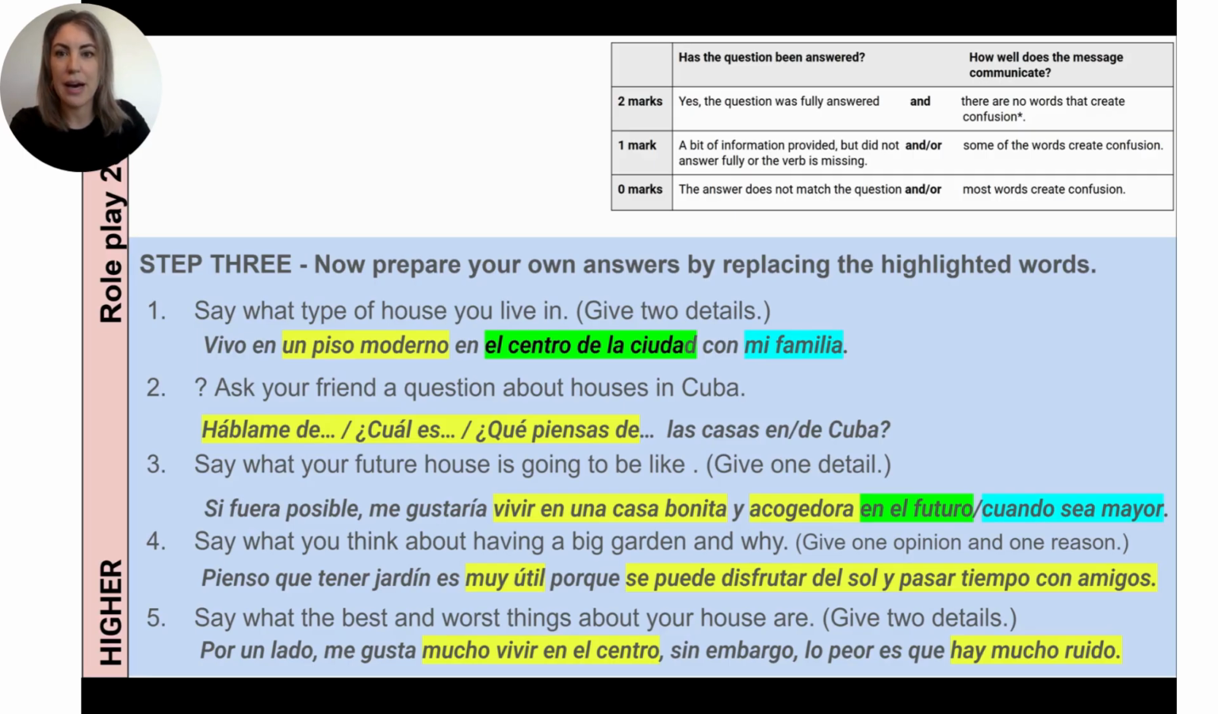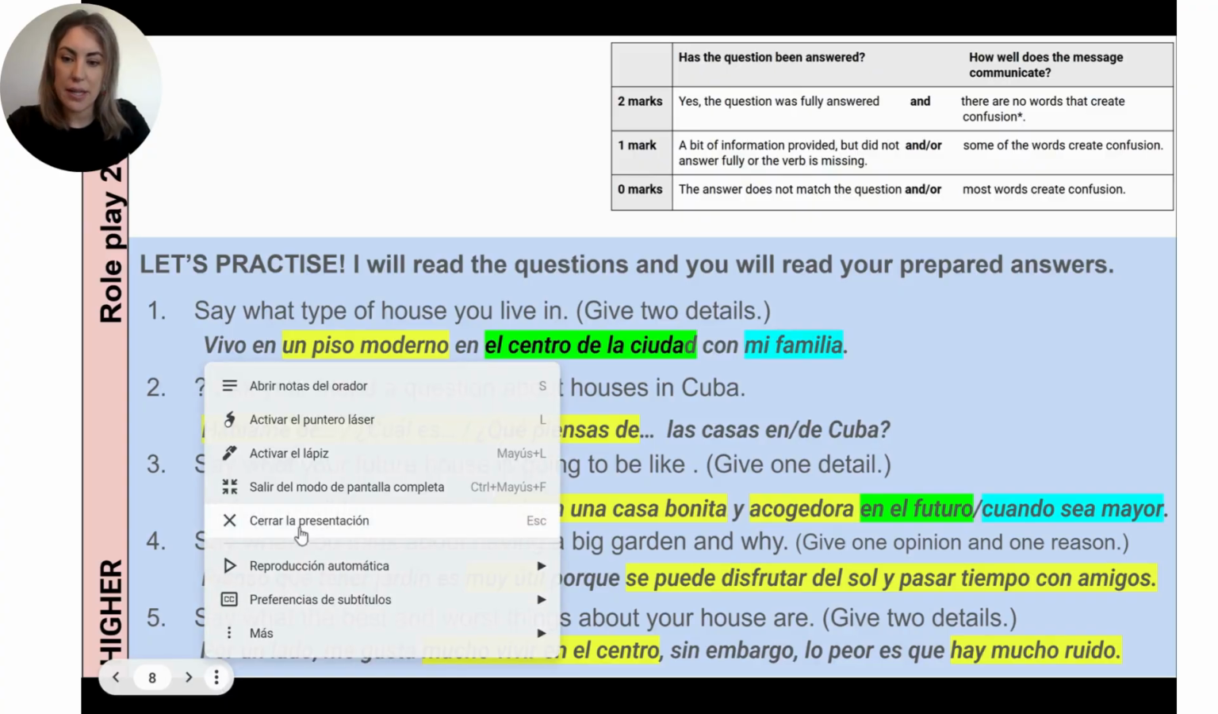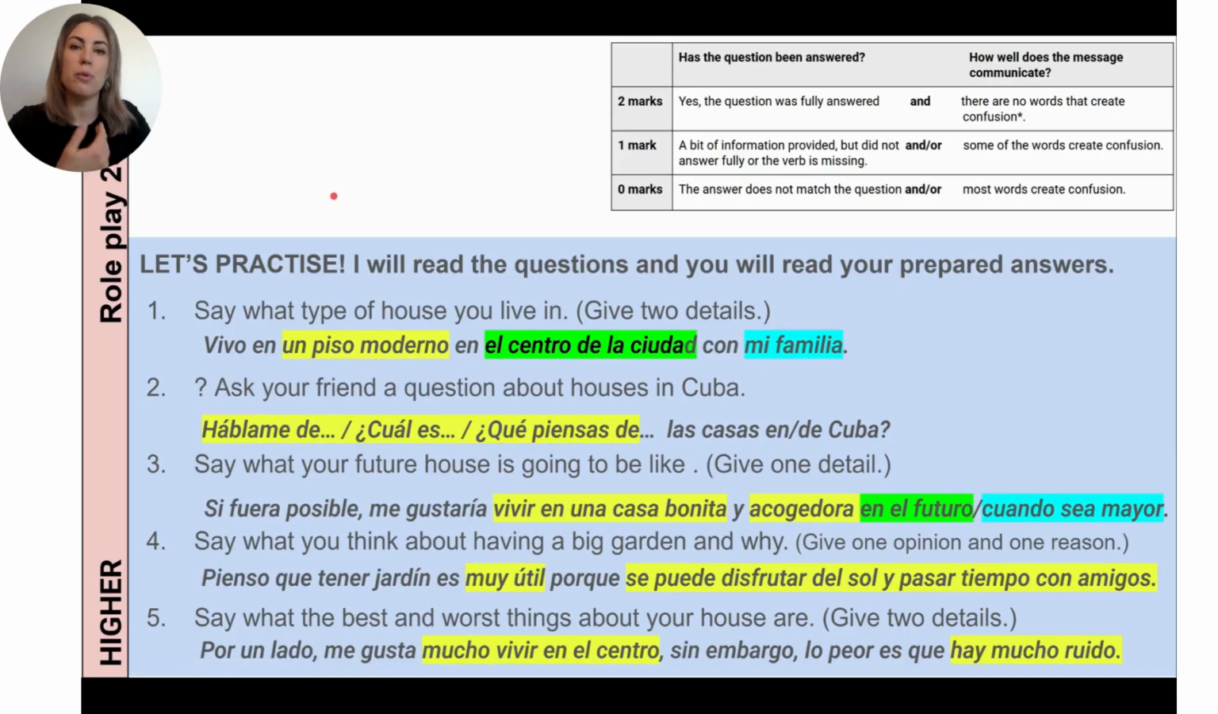Okay, so I am back. Are you back? So let's practice. I will read the questions and I will be the examiner and you will be the candidate. Read off your preparation. Obviously, it's very difficult for you to get any feedback. So if you would like me to see what your preparation is, just pop it in the comments and I'll take a look.